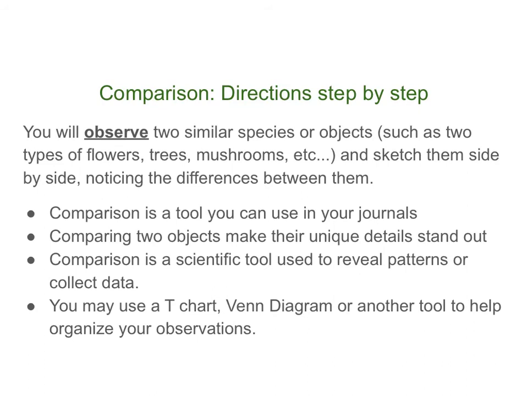Today you will observe 2 similar species or objects, such as 2 types of flowers, trees, mushrooms, anything that looks interesting to you, and sketch them side by side, noticing the differences between them. Comparison is a tool you can use in your journals. Comparing 2 objects make their unique details stand out. Comparison is a scientific tool used to reveal patterns or collect data. You may use a T-chart, a Venn diagram, or another tool to help organize your observations.